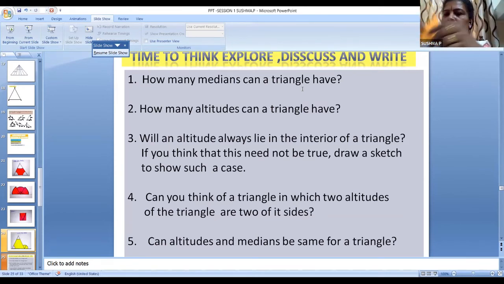Can you find out the third one and show me? You can try this with all kinds of triangles, whether it is obtuse, acute or right angle. In all these, how does the median appear? That's what the child should observe.